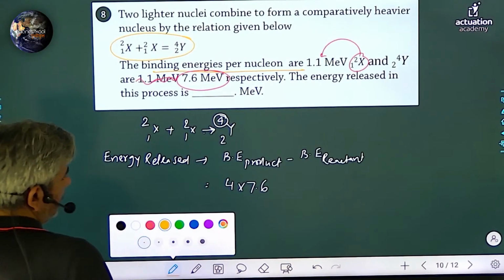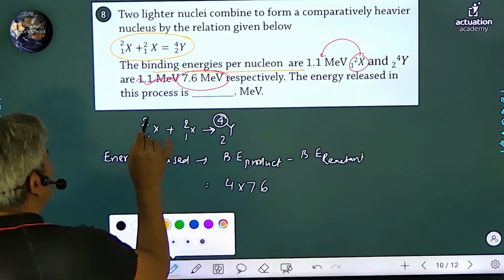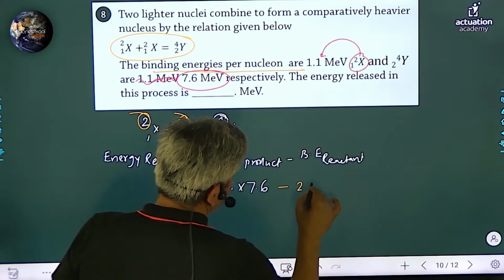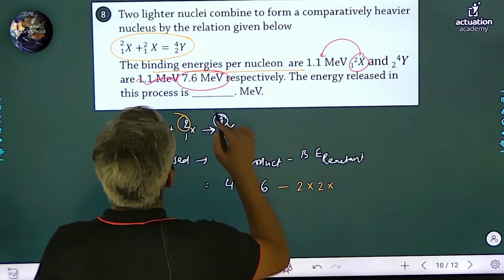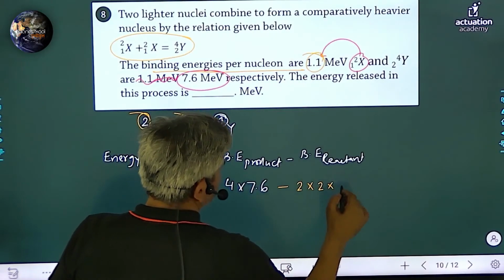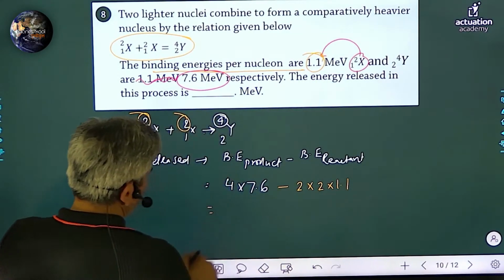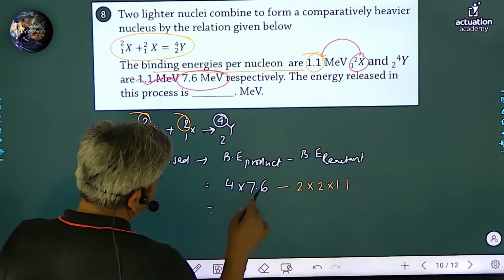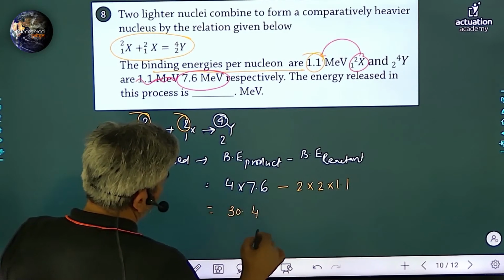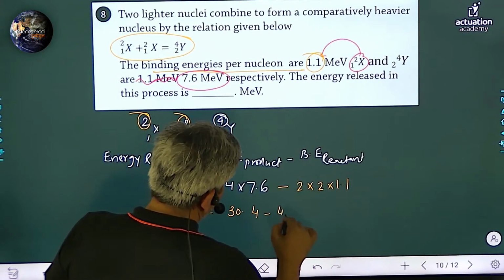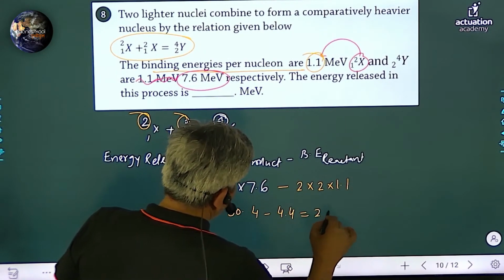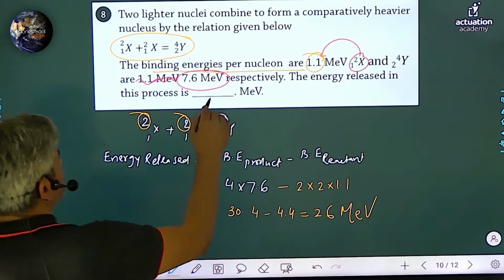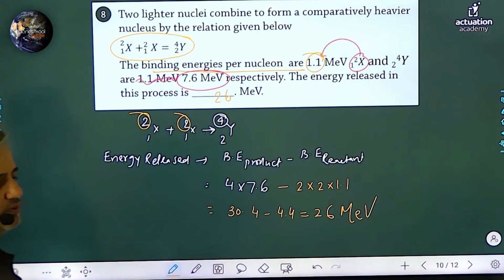Whereas on the reactant side, we have 2 nucleons here and 2 nucleons here. So this can be written as 2 times the binding energy per nucleon, which is 1.1, and this will give us 4.4. 4 times 7.6 is 30.4, minus 4.4 will give us 26 mega electron volts. Okay, so this answer is 26 mega electron volts.